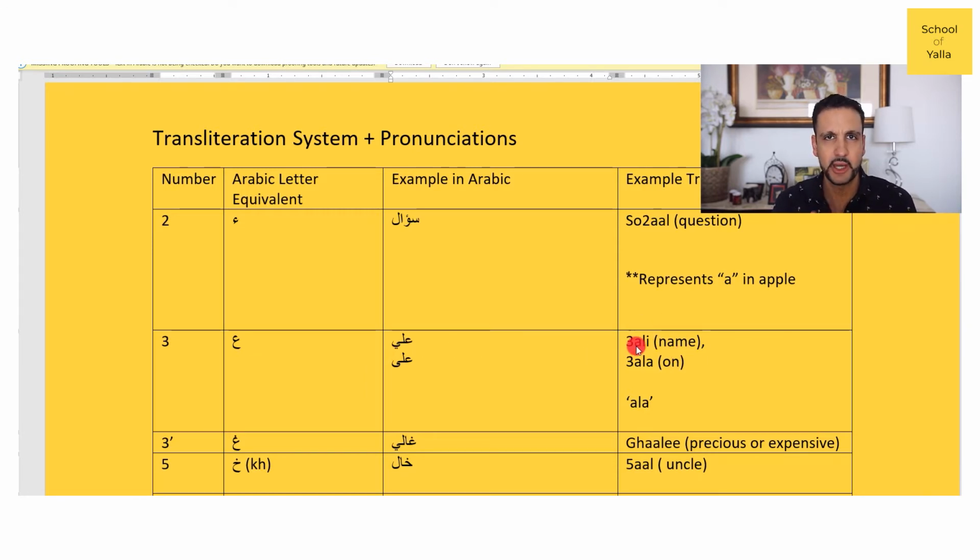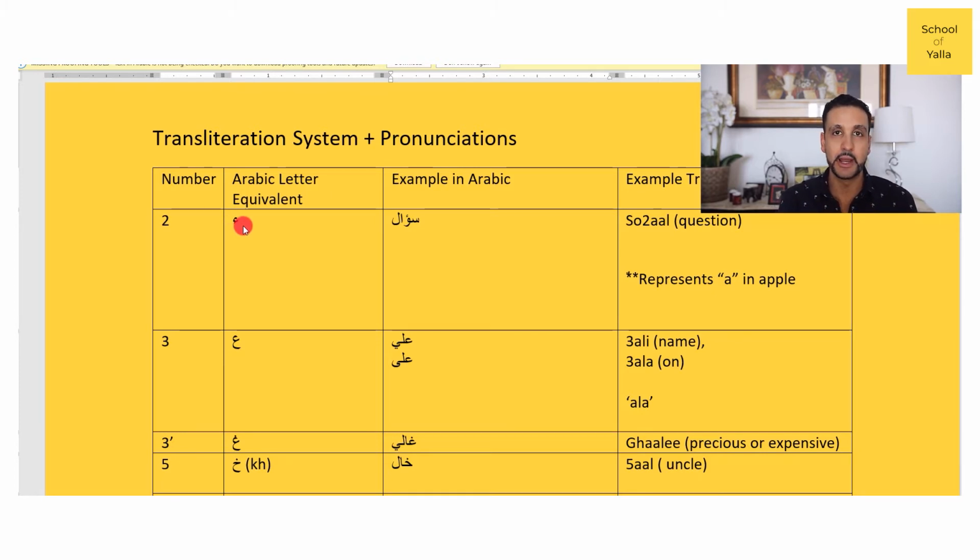And then with chatting and texting, so Ali, or a word like ala, which means on, the preposition on. And then we have going to the number 2. Number 2 basically represents this letter over here. This is called a hamze, and it makes a sound.